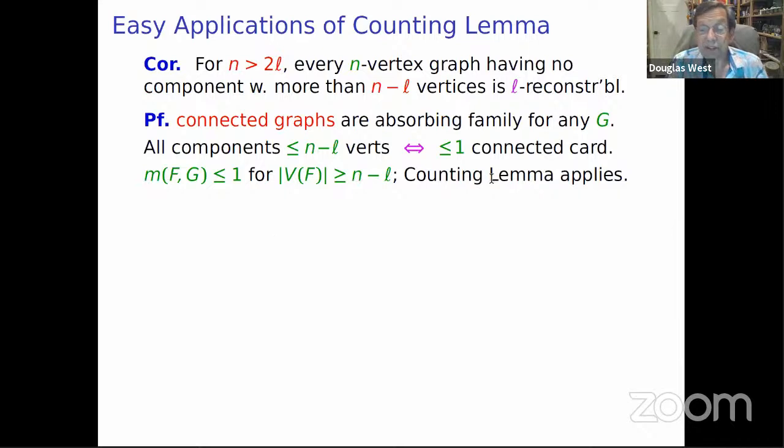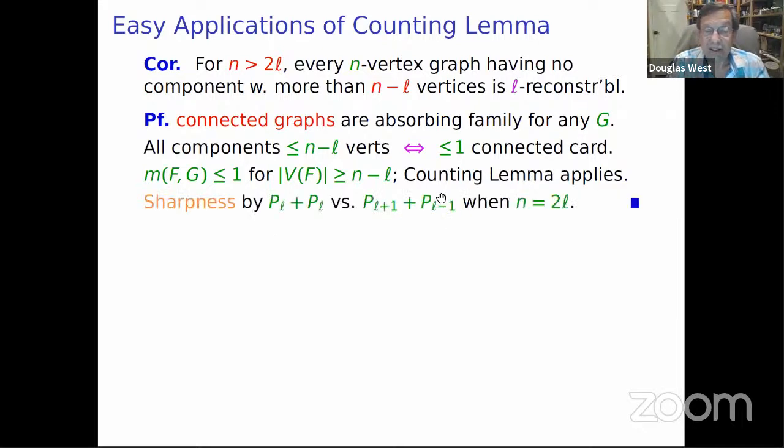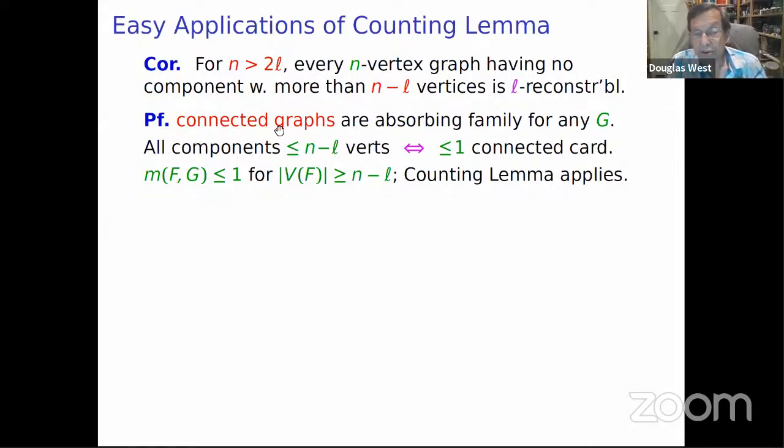So this counting lemma that I proved for you applies, which means that we can determine all the components of G. So we've reconstructed the graph, okay? So that's a very easy proof.